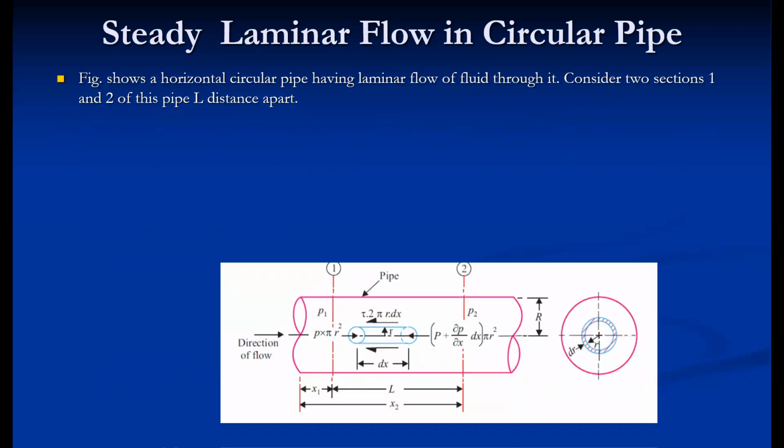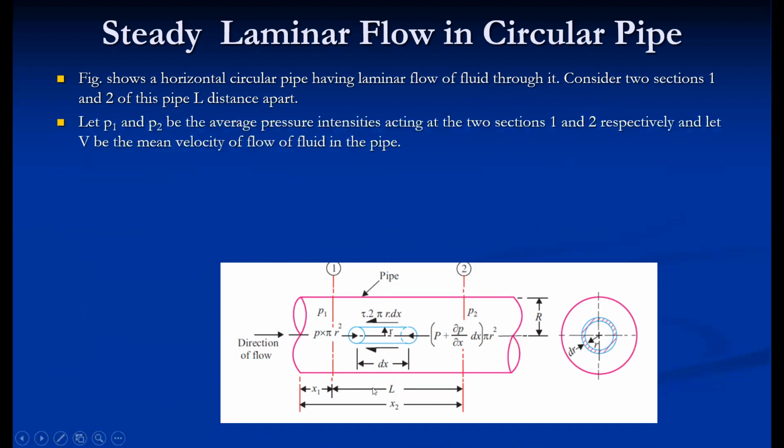We consider a circular pipe having a laminar flow fluid through it. Consider two sections of the pipe, 1 and 2, separated by a distance capital L apart. Then consider the pressure intensities P1 and P2 across the two sections. And we consider V is the mean velocity of flow through the pipe.